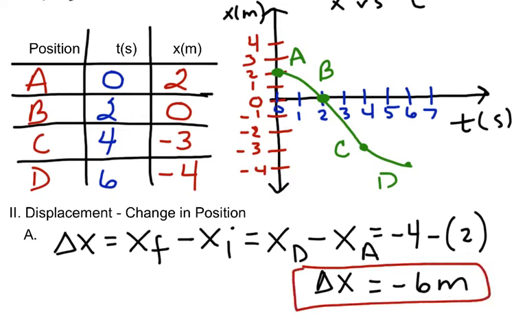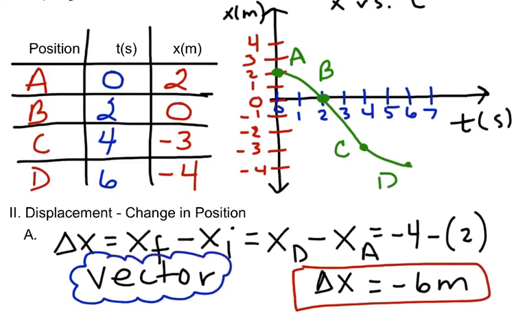Now that negative indicates position to the left or a negative direction, we'll just leave it like that for now. But I do want to add that if there's a direction value in your answer, which in this case there is, to the left, so to speak, we say that this is a vector quantity. And we will be talking a lot about vectors in this class. So just keep in mind that this is a vector quantity.